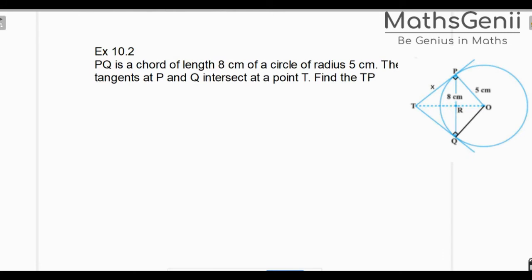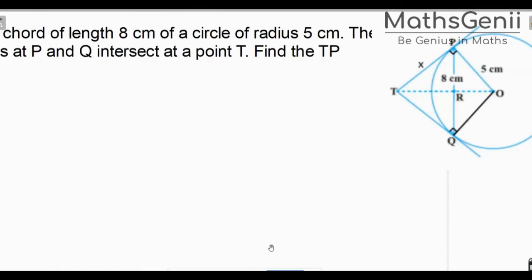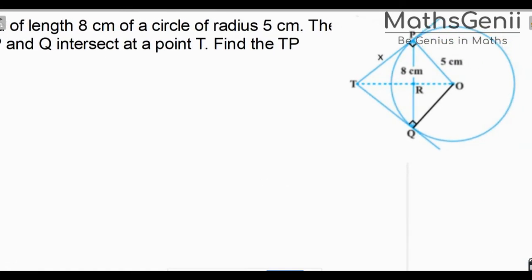Okay, next question. I'm just taking conceptual questions and the questions which you might find are tough. Now in this diagram, you see PQ is a chord of length 8 centimeter, radius 5 centimeter. Tangents at P and Q intersect at point T. Find TP. Okay, so a diagram has already been given. What we are going to do is just join this TO.